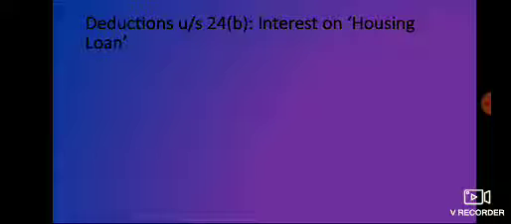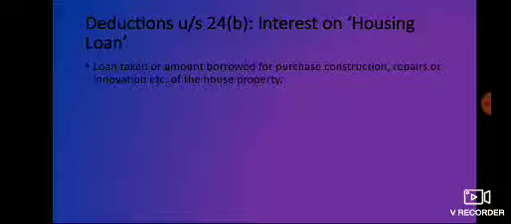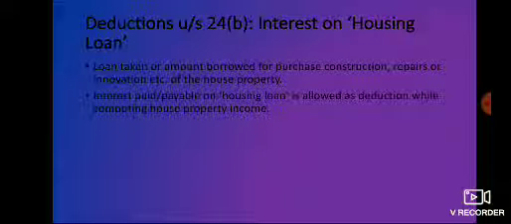Deductions under section 24B, that is on interest on housing loan. Many a times the owner has to take a housing loan for construction or acquisition of a certain house. So if a housing loan is taken for such purpose, deductions will be allowed for the computation of tax. Loan taken or amount borrowed for purchase, construction, repairs or renovation etc. of the house property. This loan can be for the purpose of purchase, construction, repairs or renovation. The interest paid or payable on housing loan is allowed as deduction while computing house property income.